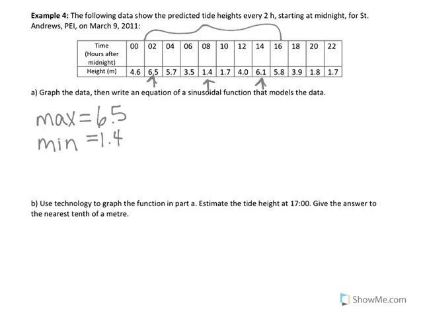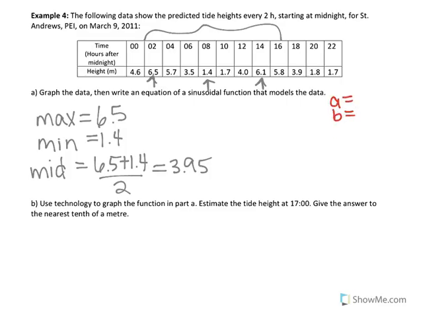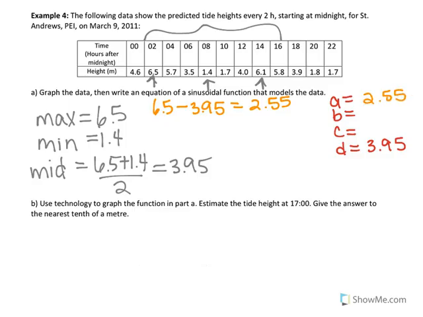And I'm going to make an equation based on this that's not going to be perfect, but it's going to be pretty close. So our midline is going to be equal to 6.5 plus 1.4 divided by 2. So 6.5 plus 1.4 divided by 2 is 3.95. So A, B, C, D. D is 3.95. All right, amplitude. We're going to take 6.5 and subtract that midline. And I get 2.55. So that is my A value.